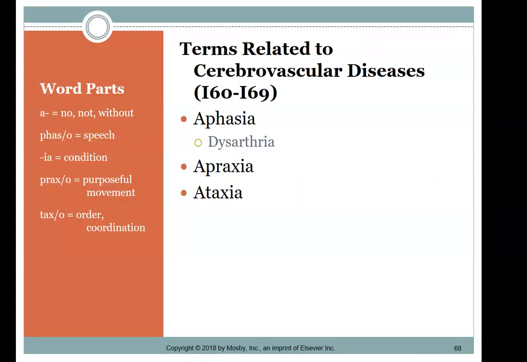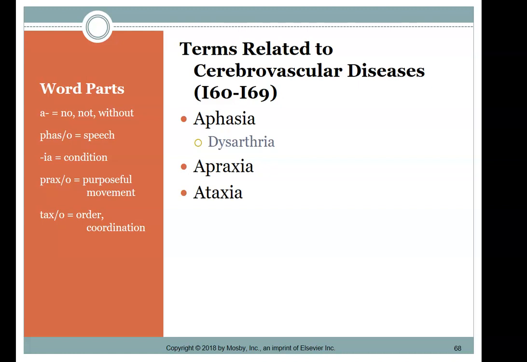The terms related to the cerebrovascular diseases. The first one is aphasia. Aphasia is the lack or impairment of the ability to form or understand speech. Dysarthria is the difficulty in pronunciation, articulation of speech. Apraxia is an inability to perform purposeful movement, and ataxia is the condition of lack of coordination.